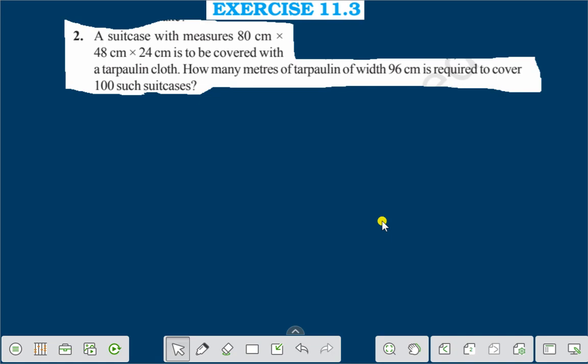Hello everyone. Today I will discuss exercise 11.3 question number 2. A suitcase which measures 80 cm by 48 cm by 24 cm is to be covered with a tarpaulin cloth. How many meters of tarpaulin of width 96 cm is required to cover 100 such suitcases? Let us solve.